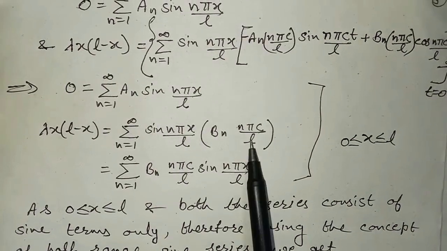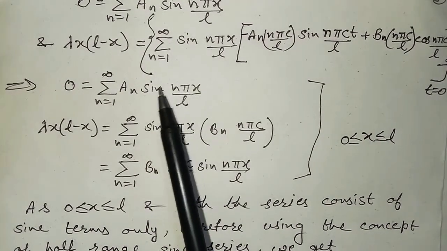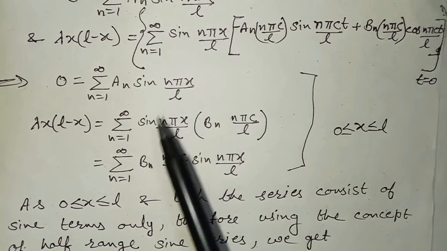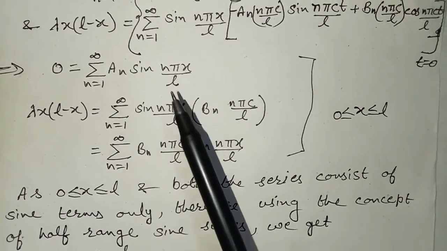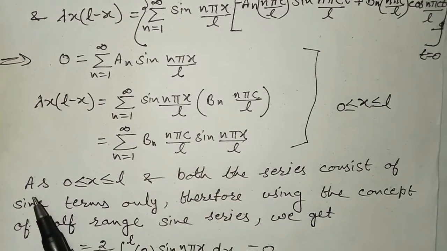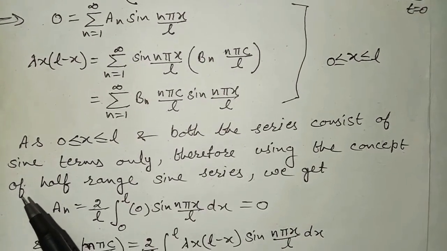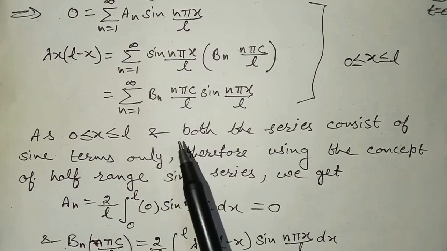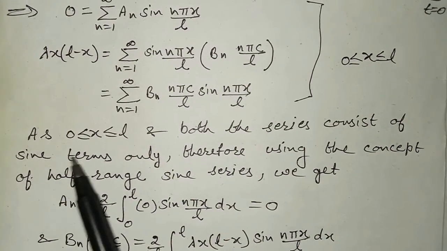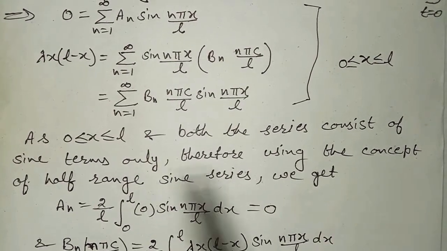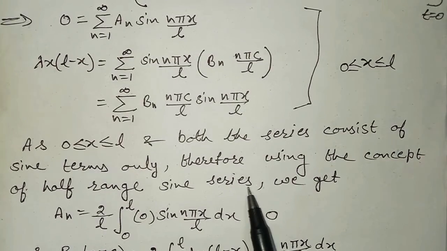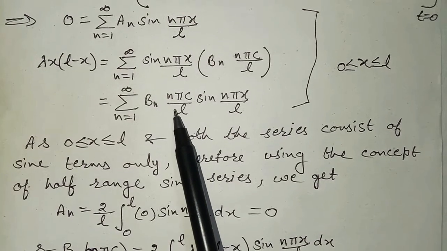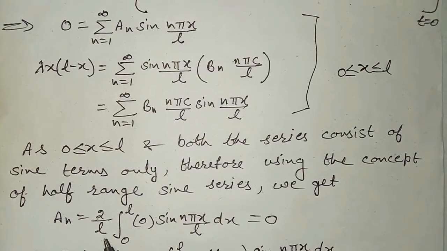Now you have this, where x is between 0 and l, and now you have the two series involving sine terms only. Here you have to recall the concept of Fourier series. As x is between 0 and l, both the series consist of sine terms only. Therefore, using the concept of half range sine series, we get this. This is the Fourier coefficient.